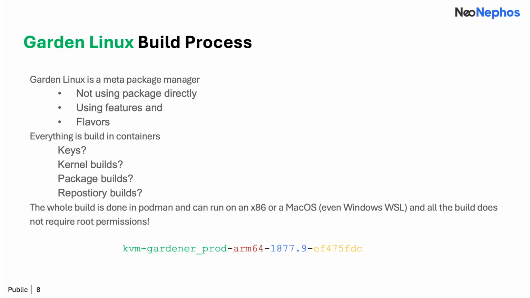Our repo is built in a container. You can check this out, and you can build all the stuff on your machine locally. We use Podman, and Podman runs as a non-root user, so you can build Garden Linux on anything that you have around. So, an x86 laptop, you can build Garden Linux on your laptop easily, or you can build it on your macOS laptop or machine.